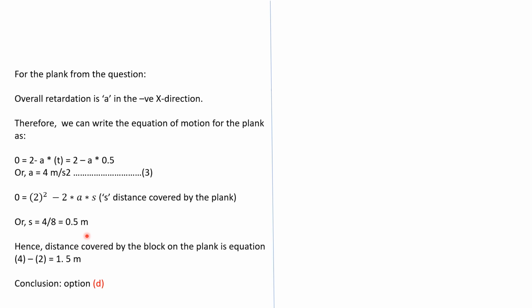Okay, and the block moved a distance of 2 meter in the x direction before coming to a stop. So the overall distance which the block has moved relative to the plank will be 2 minus 0.5 meter, that is 1.5 meter. So option D will be correct.